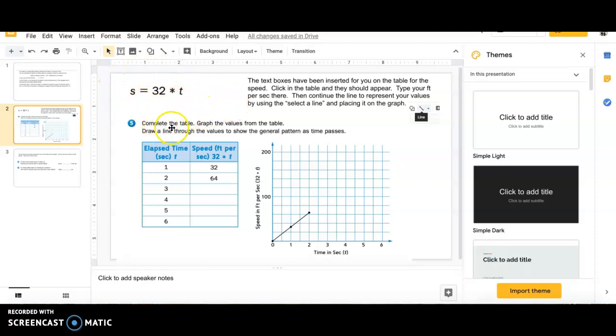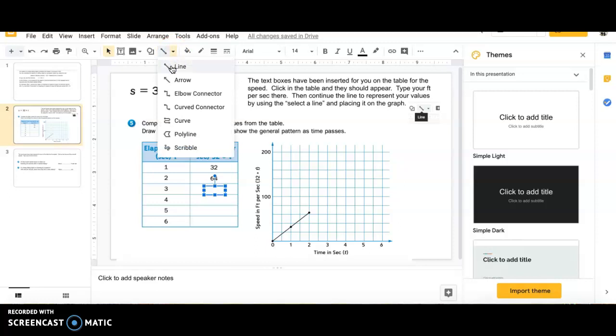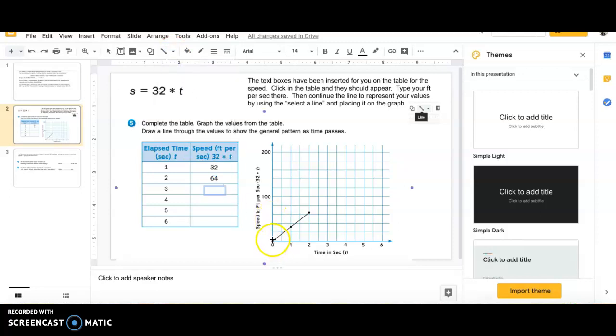And then for number 5, we're asking you to complete the table, graph the values from the table, and draw a line through the values to show the general pattern as time passes. So I've placed text boxes here for you, so you just need to type in what you get after you do 3 times 32, 4 times 32, 5 times 32, and 6 times 32. Then I'm going to ask you to come up here and insert a line. So you're just going to hit select line, choose a line, and you're going to continue that line with the values that you've gotten from your graph over here.